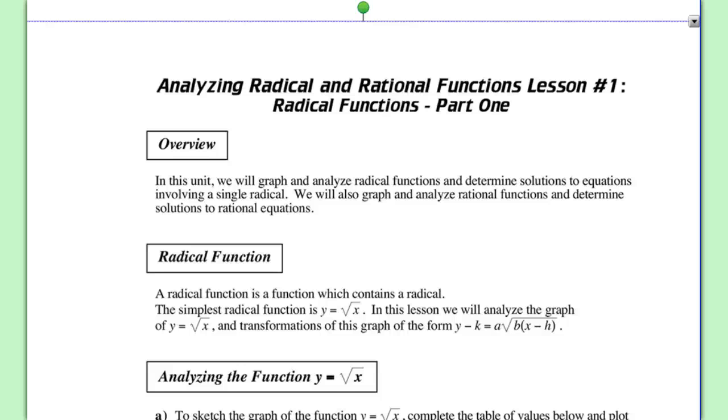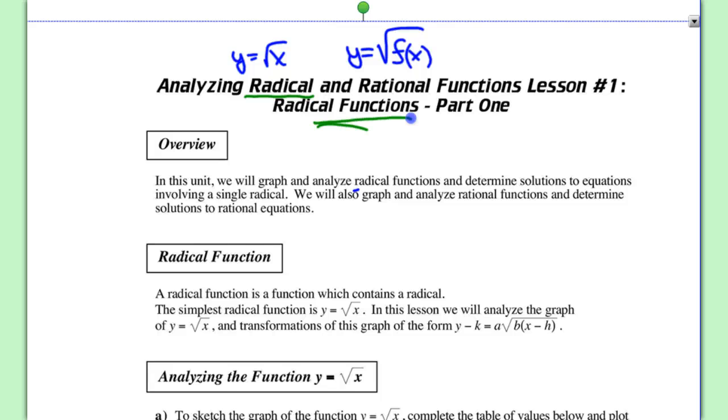Hello 30-1. So we begin lesson 1, and we talked last day in our introduction about radical functions. In this unit, radical is going to appear in two different ways. There's going to be radical functions where we have y equals the square root of x, but there's also going to be the square root of a function. We'll make that clear as we complete lessons 1 and 2.